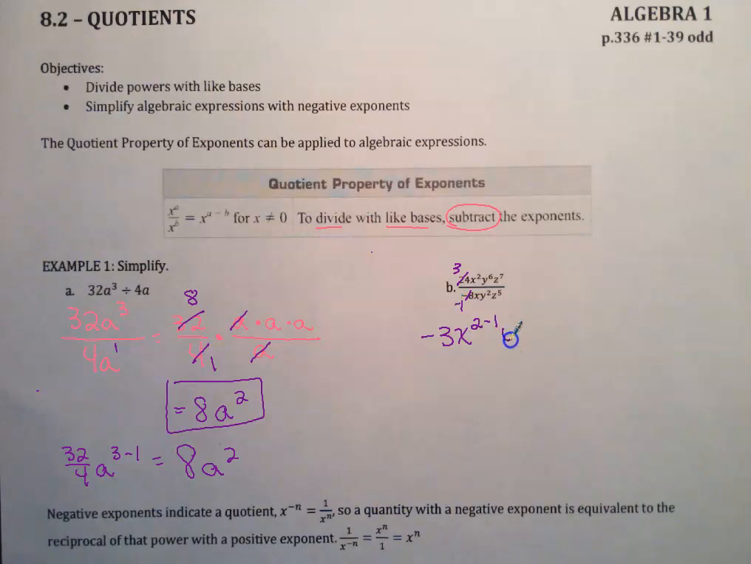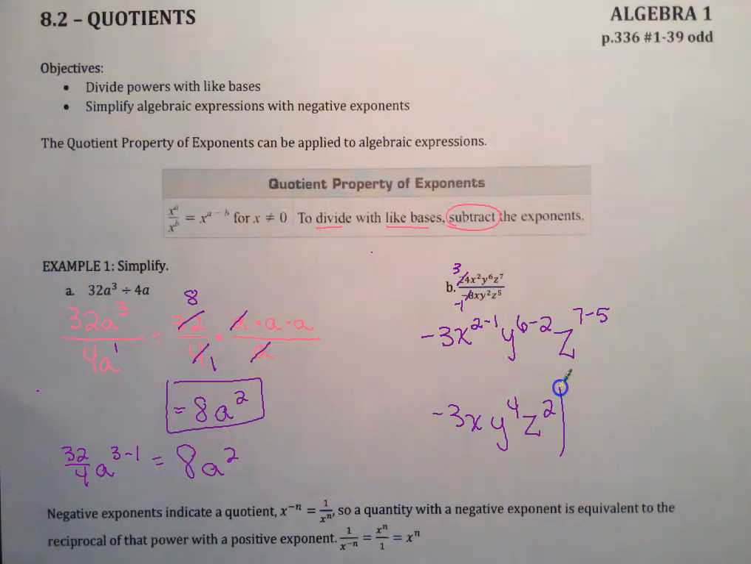Then we have y to the 6 in our numerator. Do we have any y's in the denominator? Yes. How many? 2. So we're going to say 6 minus 2. And then I have z to the 7th in my numerator. Do I have any z's in the denominator? Yes, 5. So I'm going to do what? Minus 5. You got it. And then we just simplify it from there. So negative 3x to what power? To the first power, so just x, y to the 4th, and z to the 2nd. That's the answer.